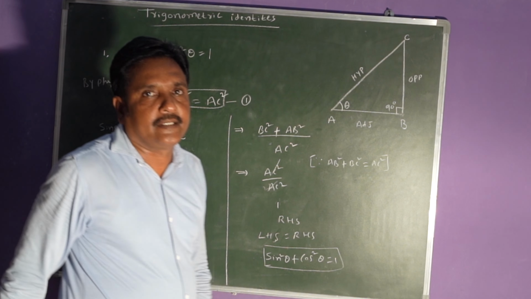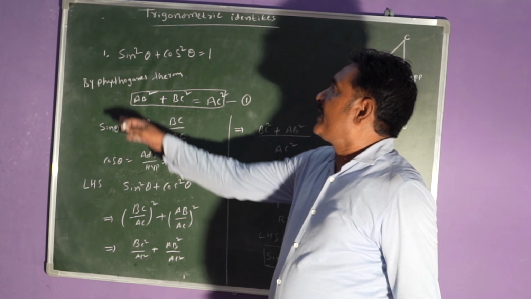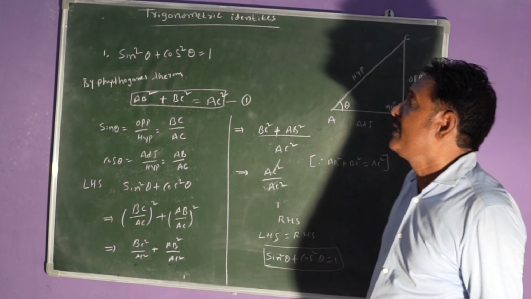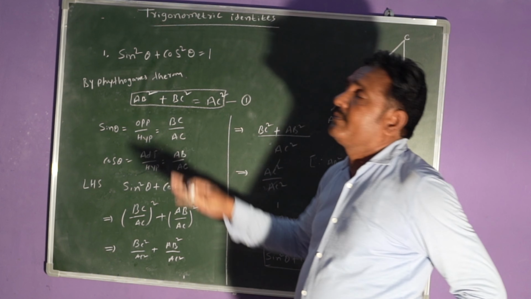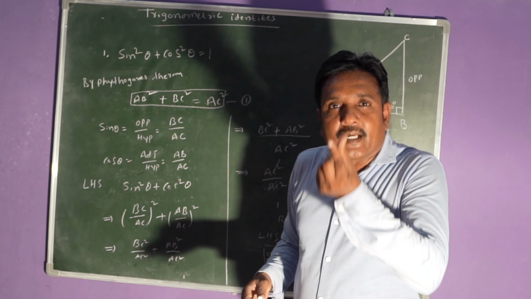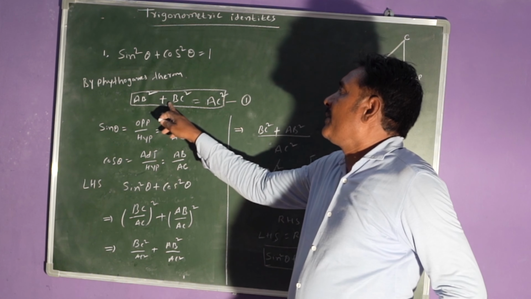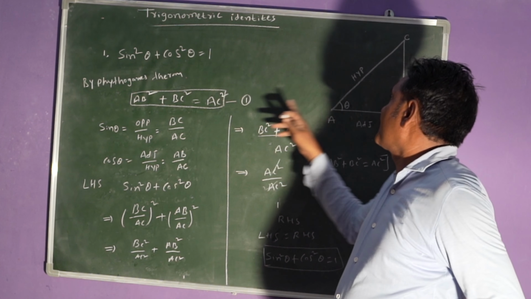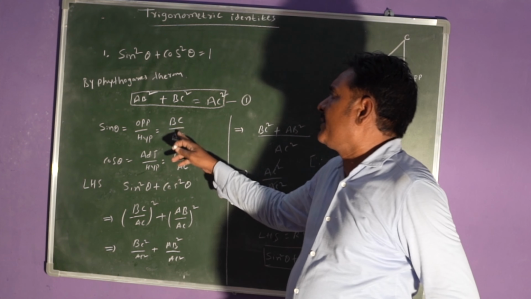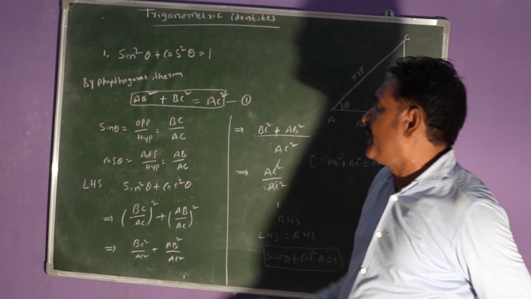Okay, is it clear? Let's read it out. Here, by Pythagoras, sin square theta plus cos square theta is equal to 1. This is the first identity. Then by Pythagoras theorem, the sum of the squares of two sides is equal to hypotenuse square. One side is AB square plus the other side is BC square is equal to hypotenuse square, which means AC square. What is sine? Opposite by hypotenuse, which means BC by AC. What is cos? Cos is adjacent by hypotenuse, which means AB by AC.